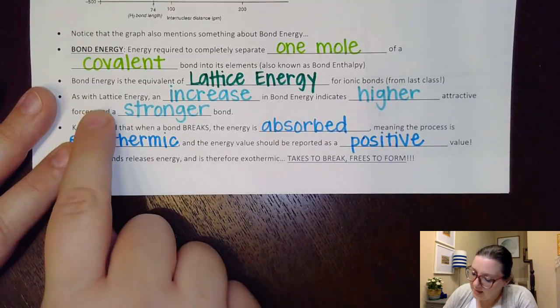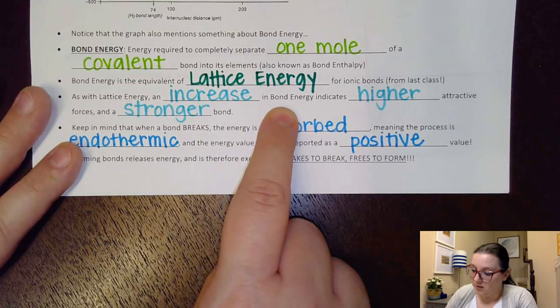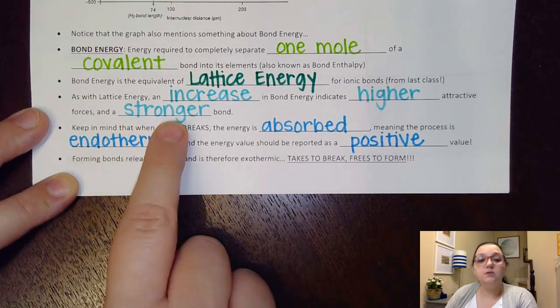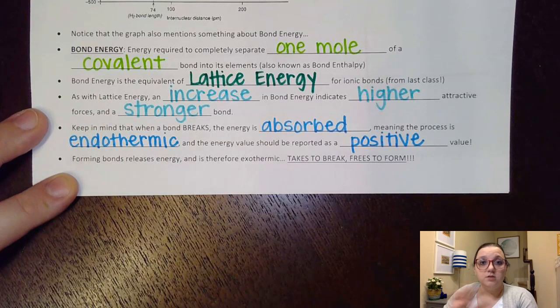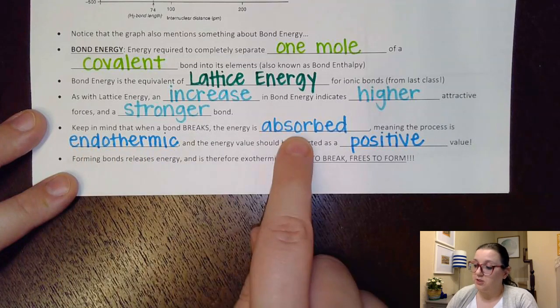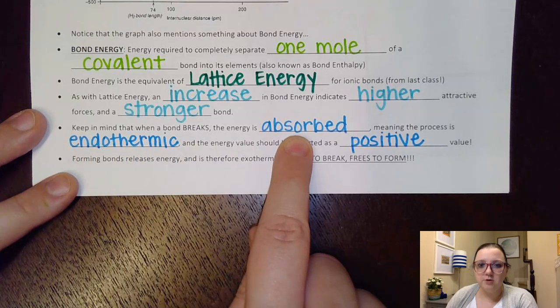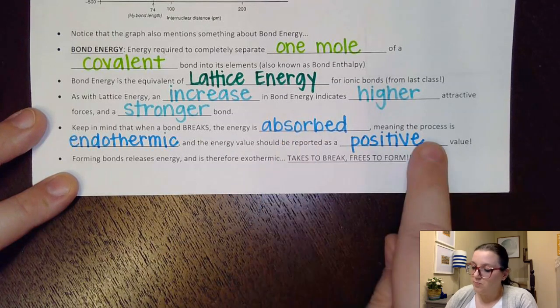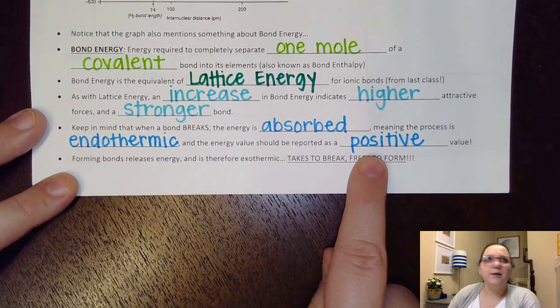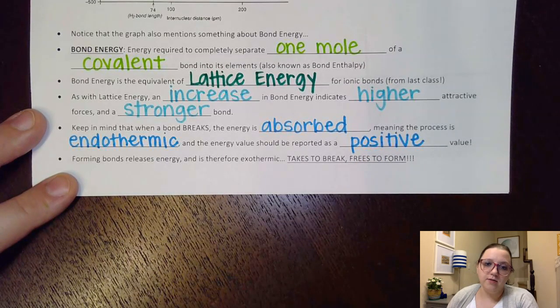So it says, as with lattice energy, an increase in bond energy indicates higher, or you could say stronger attractive forces, and also a stronger bond. So surprise, surprise, the more tightly our things are held together, the more energy I would have to put in order to break that bond. Also, it says, keep in mind that when a bond breaks, the energy is absorbed. I have to put in that energy to get it to break apart, as we mentioned, meaning the process is endothermic and should technically be reported with a positive value. A lot of times you'll just see it without a sign altogether, but if they do include a sign, it should be positive for this one.